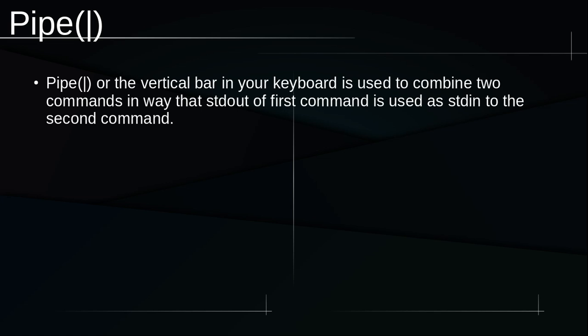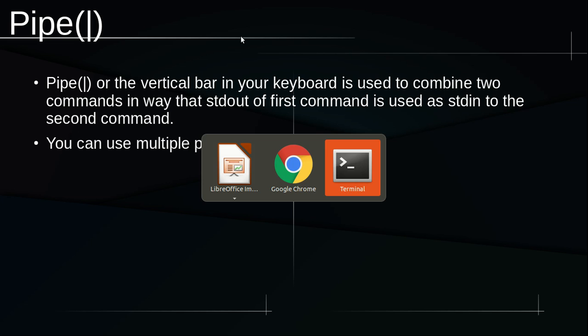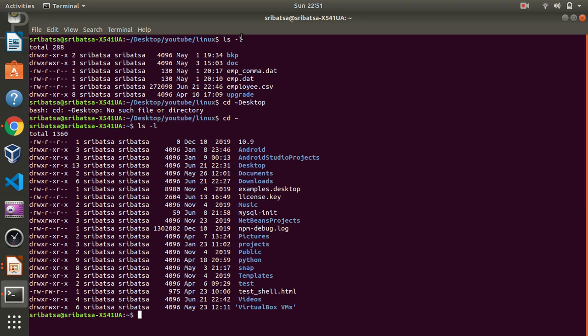So pipe, or the vertical bar on your keyboard, is used to combine two Linux commands in such a way that the standard output of the first command is used as the standard input to the next command. You can use multiple pipes in a line of code so that you can combine multiple Linux commands. Basically it will create a temporary connection between your two commands.